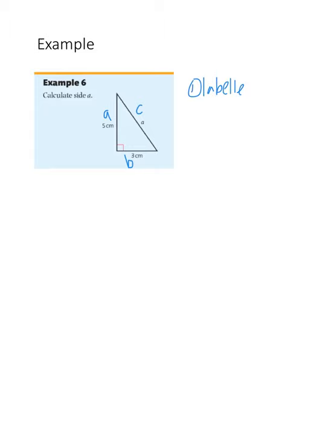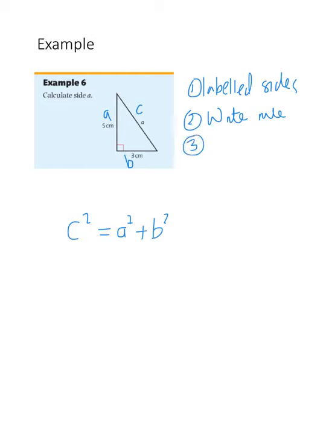The next thing we need to do is write out the rule. So the rule says that C squared equals A squared plus B squared. That's Pythagoras' rule. Once I've done that, I would make the substitutions.